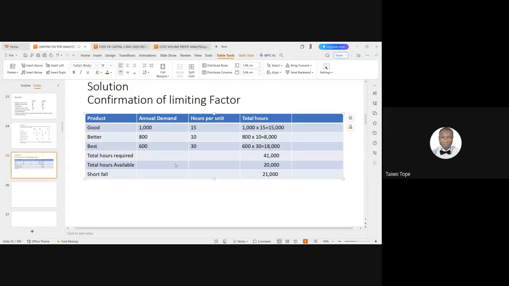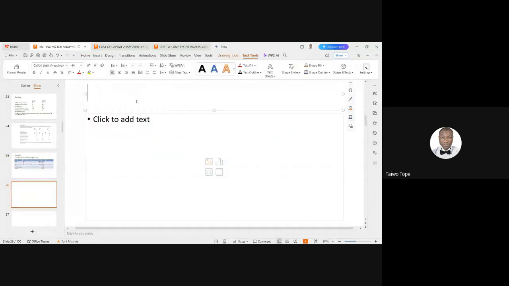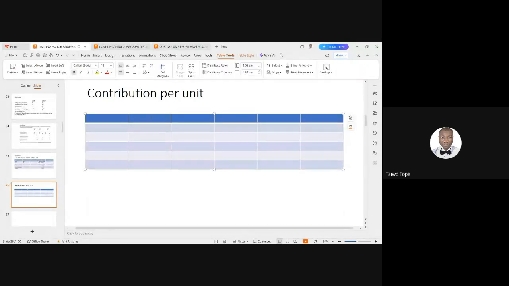Now, what is the next step? The next step is the determination of contribution per unit. Contribution per unit for the three products: we have good, we have better, we have best.